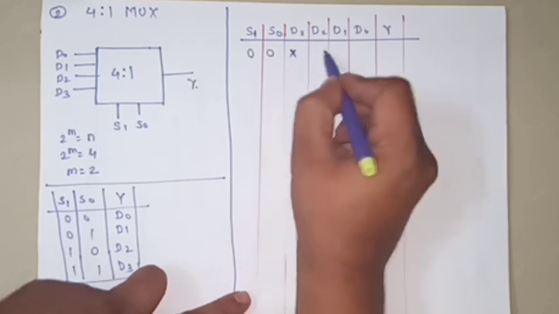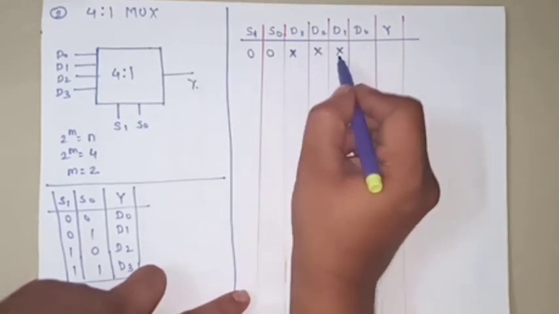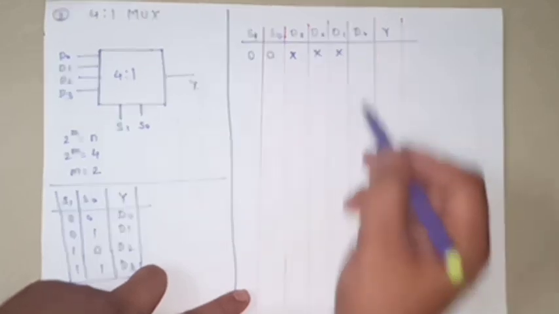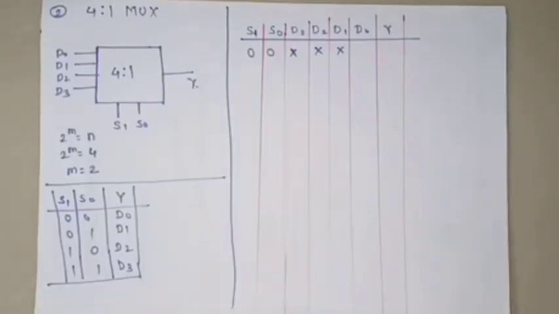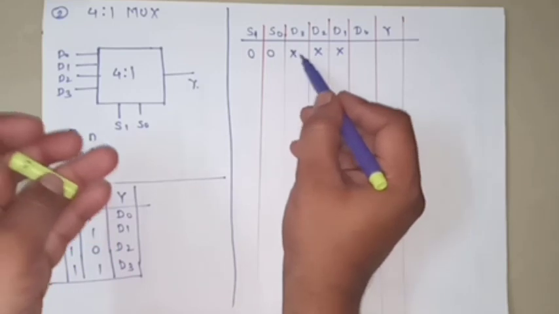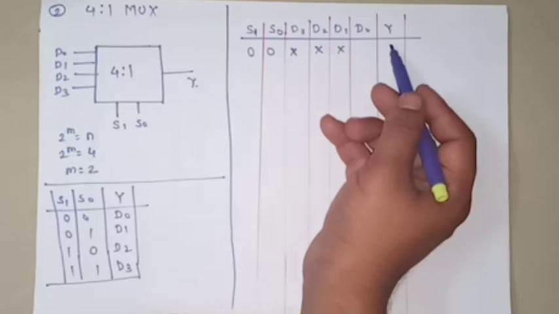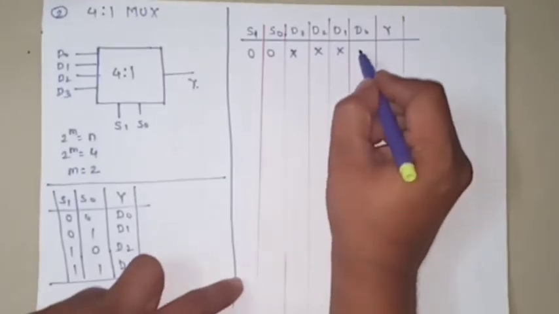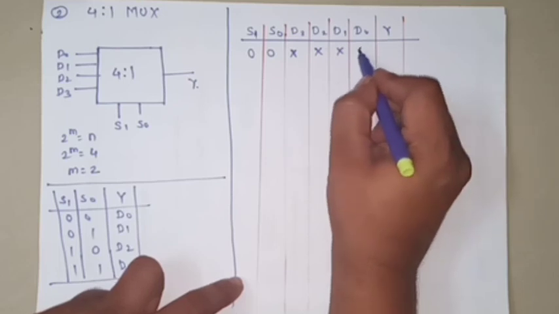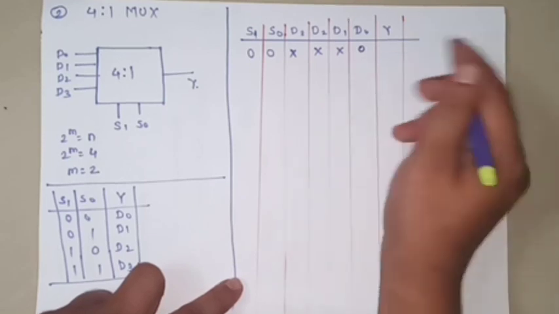Here we will take the don't care value. We have studied that it is indicated by the cross sign. The cross sign indicates the don't care condition. Don't care means the value is either 0 or 1, because we are not getting any effect of these inputs over Y. That's why we have taken the don't care condition. And D0 will affect Y, so first we take D0 as 0. Whatever the value of D0, that will appear here.